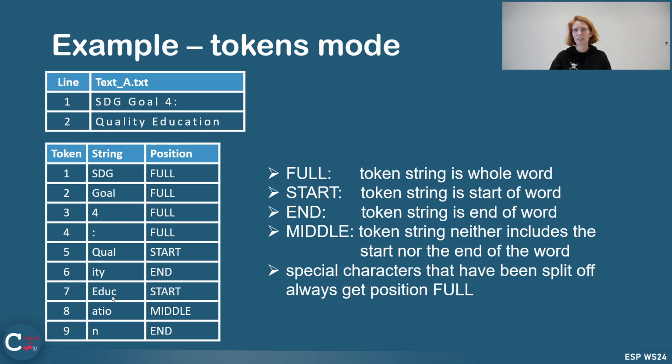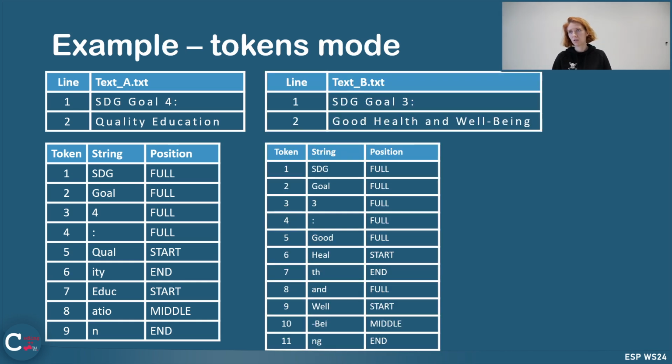Same for education. Educ, the first 4 characters, is the start of the word, position start. And these 4 characters are in the middle of the word, position middle. And the N is the last part of the word, so it gets position end. And you need to do this for text A and also for text B.